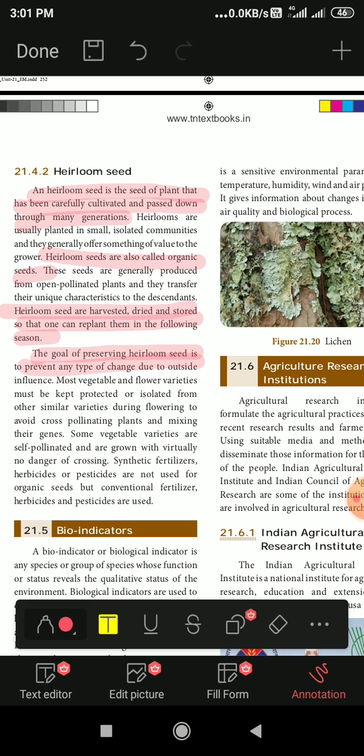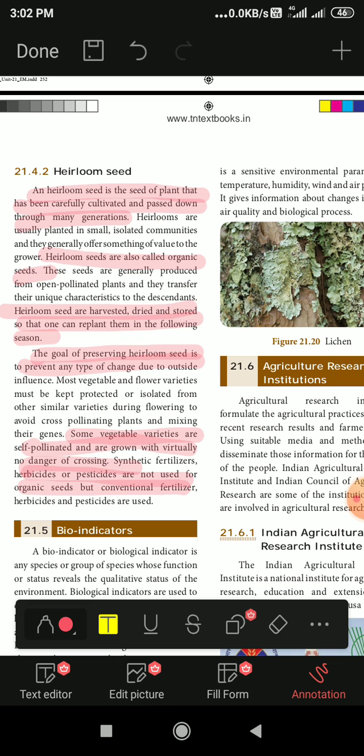Most vegetable and flower varieties must be kept protected or isolated from other similar varieties during flowering to avoid cross-pollinating plants and mixing their genes. Some vegetable varieties are self-pollinated and are grown with virtually no danger of crossing. Crossing is what produces hybrid varieties; here the characters are not crossed and new varieties are not formed. Whatever genetic character it has, that flower or plant will have the same, and no synthetic fertilizer is used. Everything will be natural fertilizers; no synthetic herbicides and pesticides will be used for heirloom seeds.